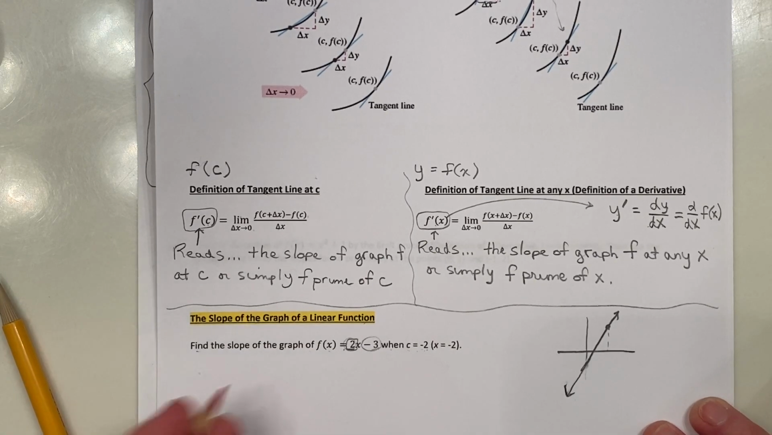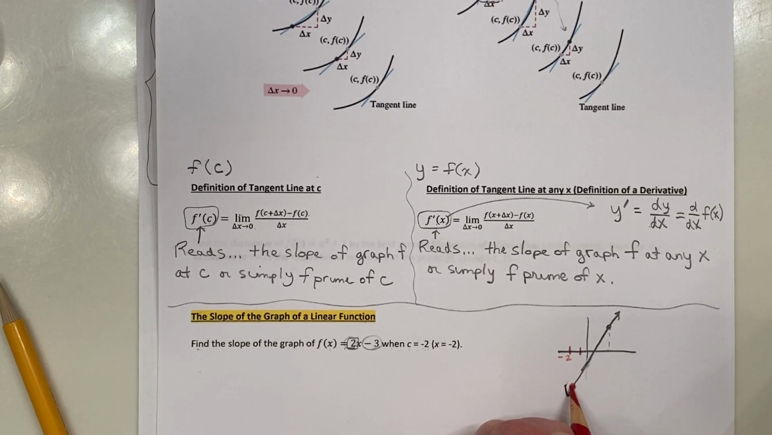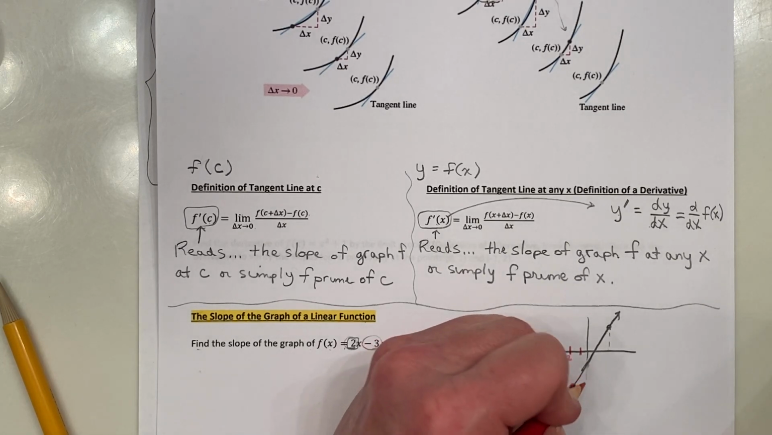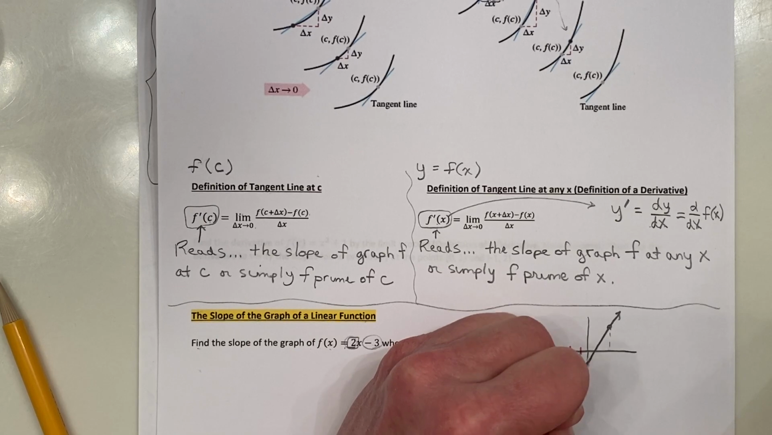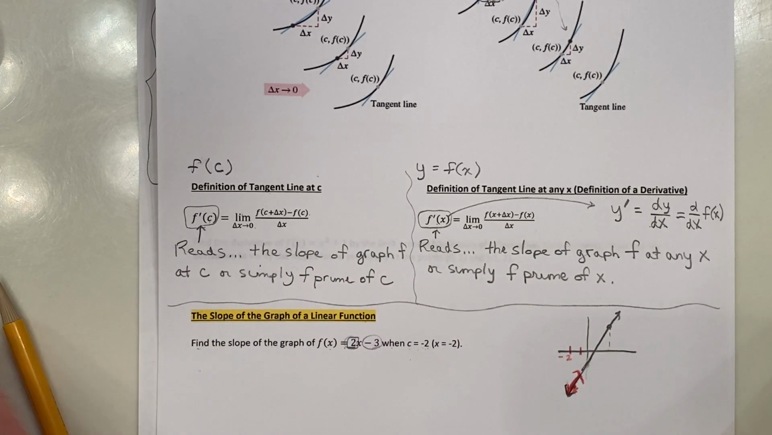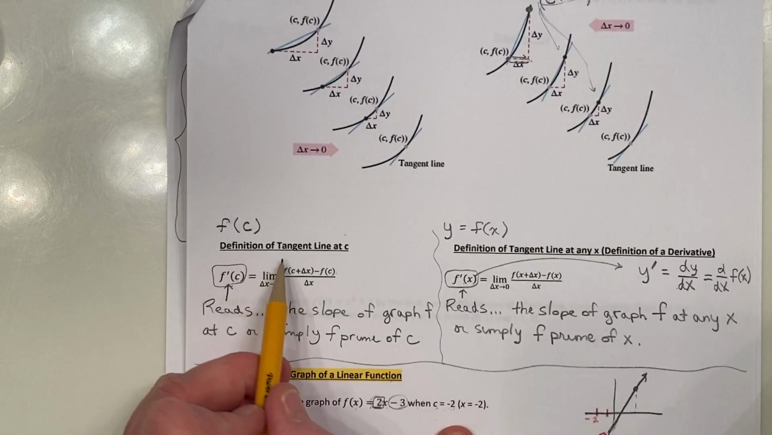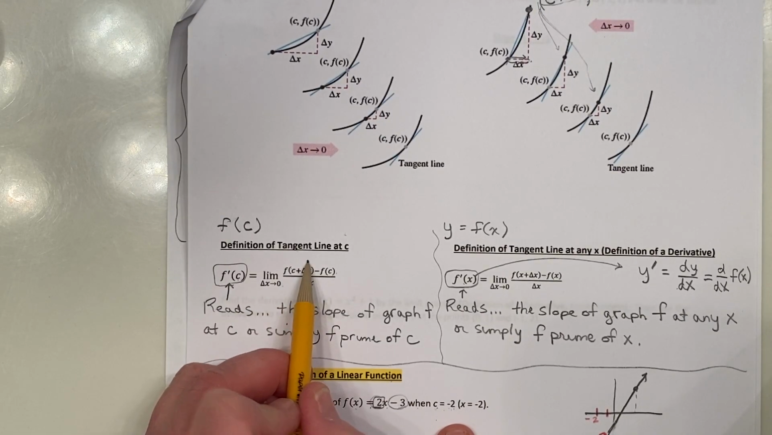All right, so it says find the slope of this linear function when c is negative 2. So I'm just going to do an illustration. Here's negative 2. Let's go down and find the graph. I know the slope at this one point has to be the slope of 2. If you drew in the tangent line, what does that look like? Well, the tangent line is just going to lay on top of that actual line. So that's kind of a special case. All right, so if I'm asked to find the slope of the graph when c is negative 2, I'm going to come up here and access this formula.